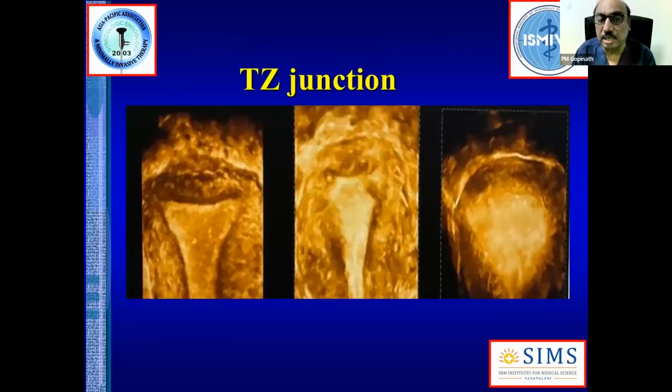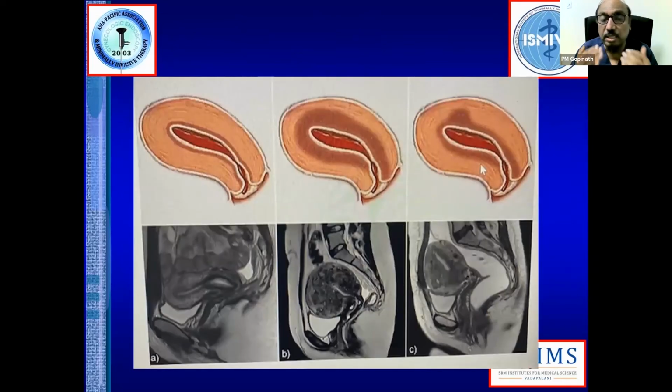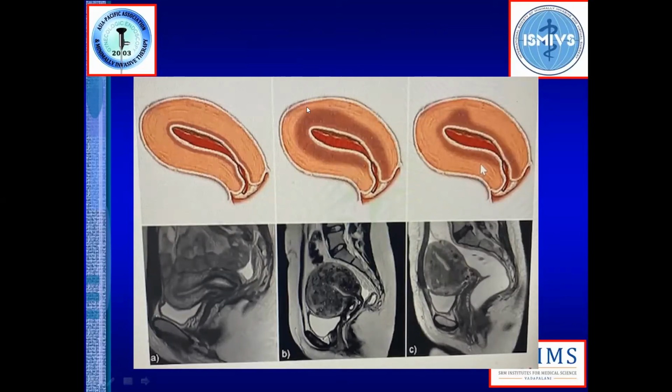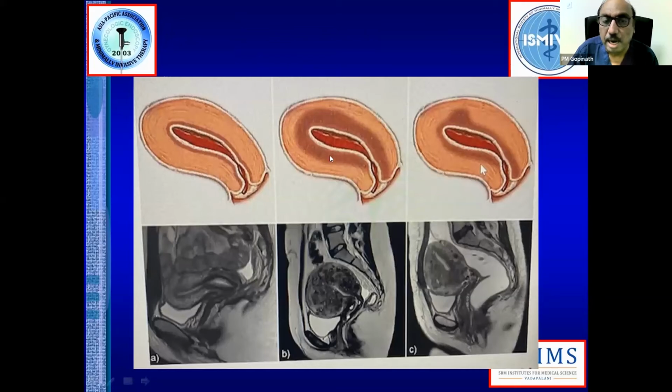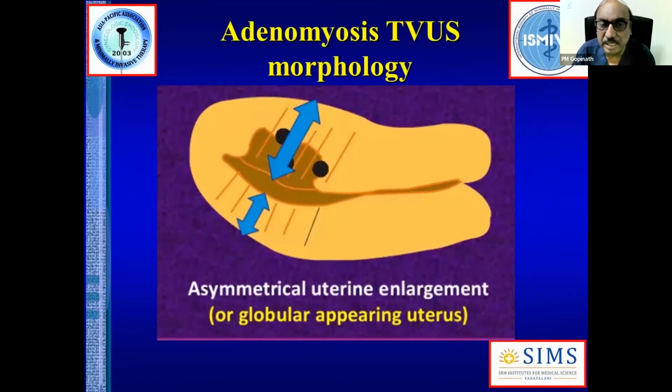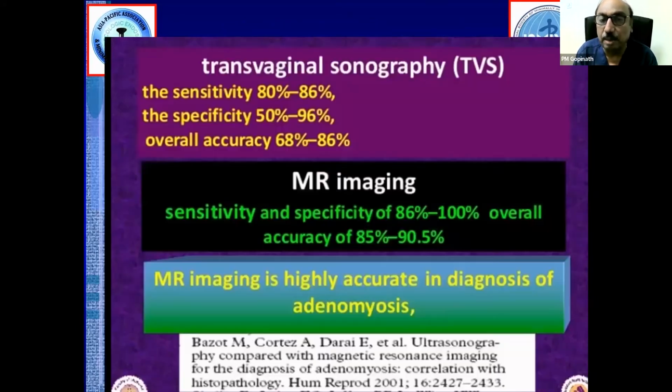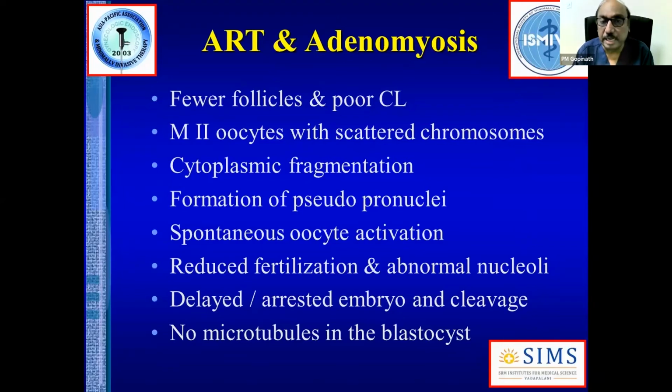This is to highlight the various junctional zones, and this is what we mean by adenomyosis. This is a normal junctional zone, whereas it is uniformly higher in global adenomyosis, and in focal adenomyosis it is in only one place. This is how it looks in an MRI and all these areas there. On a transvaginal ultrasound, it is an asymptomatic uterine enlargement, a globular-appearing uterus. Between the transvaginal ultrasound and MRI, MRI is more sensitive and gives you an accurate diagnosis.